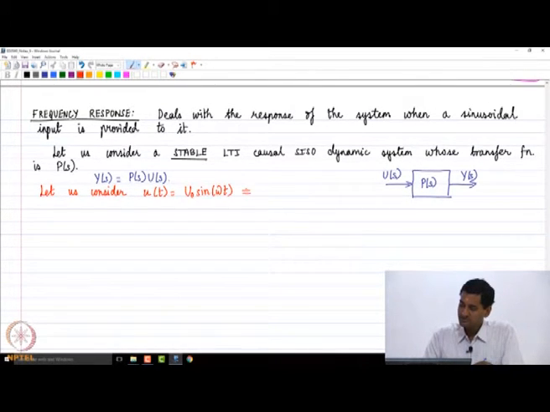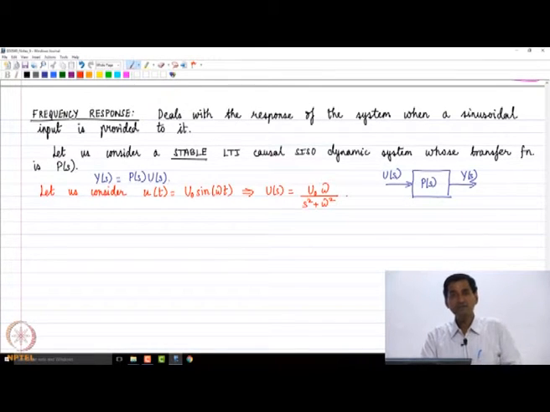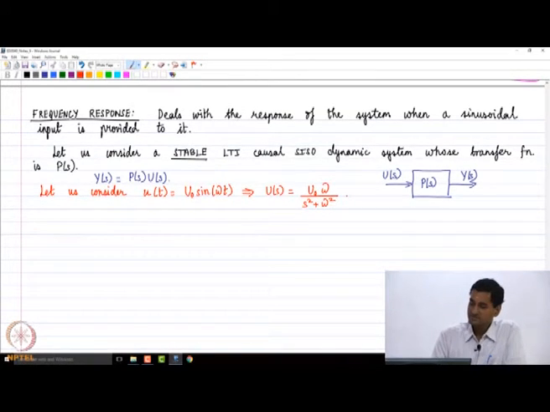And consequently, what is going to happen to the Laplace transform? We are going to get u of s equal to u naught omega divided by s squared plus omega squared, if I take the Laplace transform of this particular signal. U naught is the magnitude, a constant positive real number. The frequency of the input is omega. So, that is what we have for u of s, right.